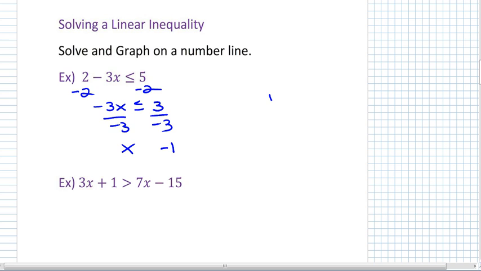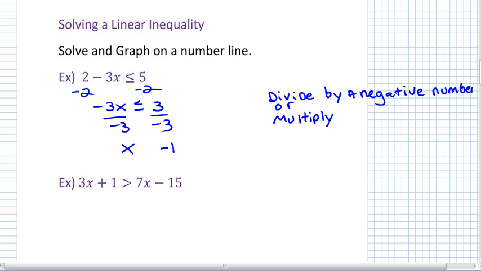Now remember, if you divide or multiply by a negative number, you switch the inequality.